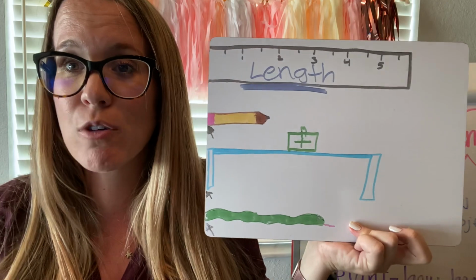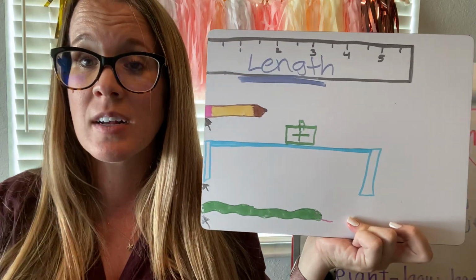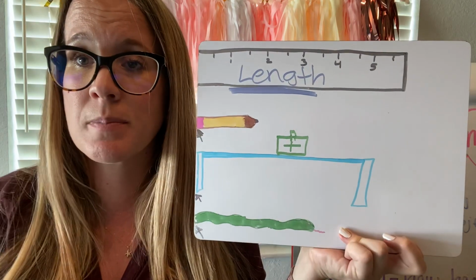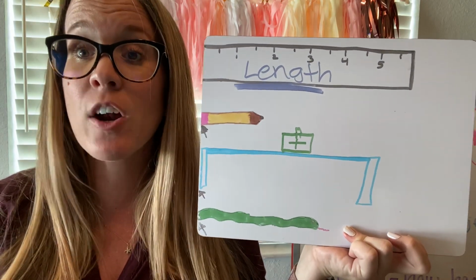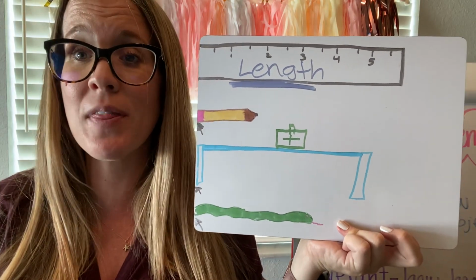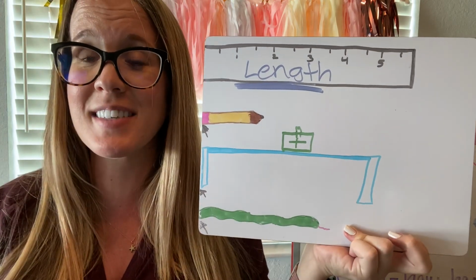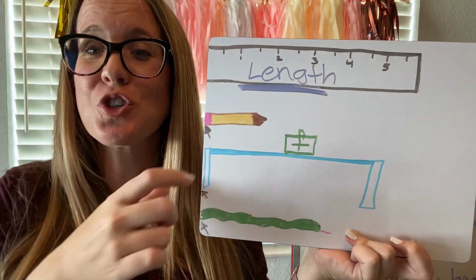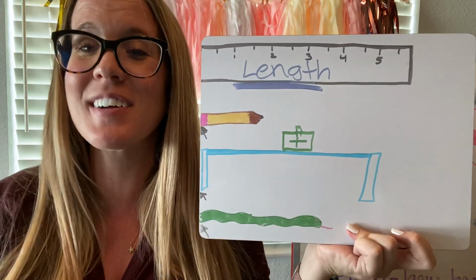Okay, now let's try using shorter. Tell me, what's shorter, the table or the pencil? Say it in a complete sentence. Don't just tell me one thing. I want the whole sentence. The pencil is shorter than the table.